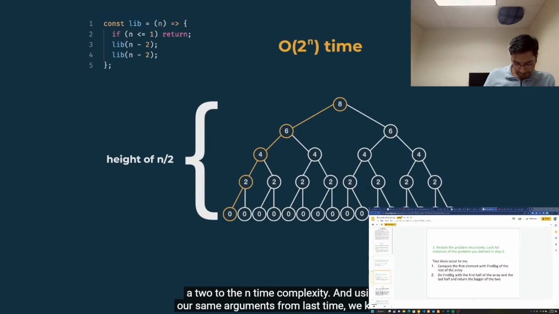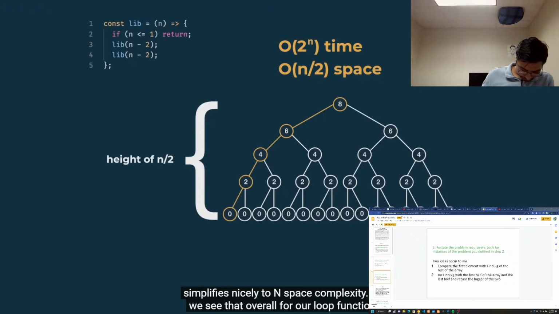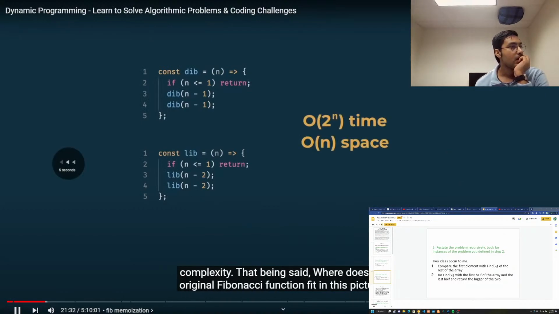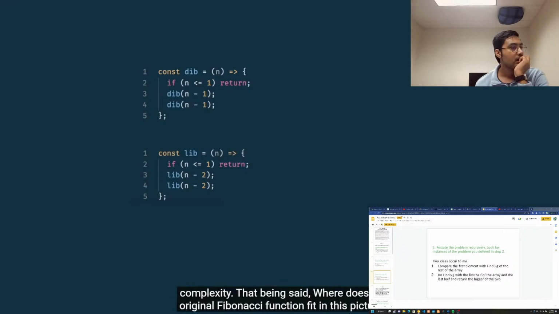And using our same arguments from last time, we know that the space complexity for this from the stack is also going to be n over 2, which simplifies nicely to n space complexity. So we see that overall for our lib function, we're looking at a 2 to the n time complexity and n space complexity. That being said, where does our original Fibonacci function fit in this picture?